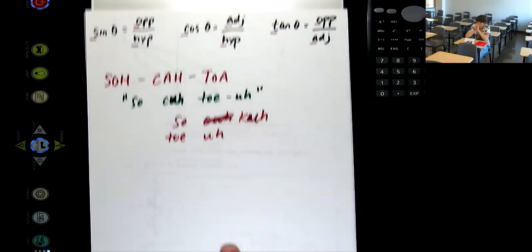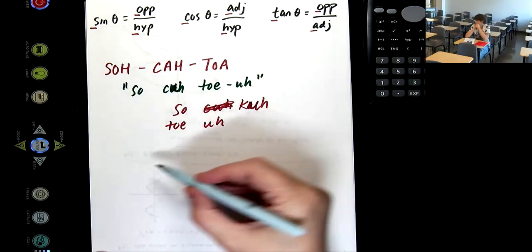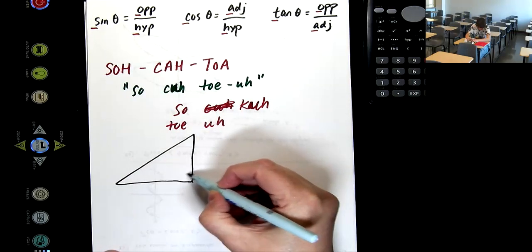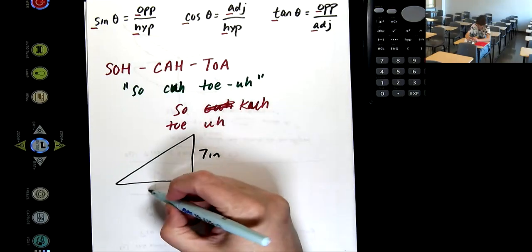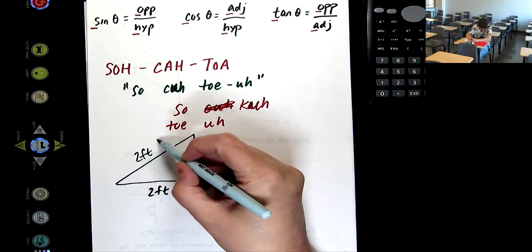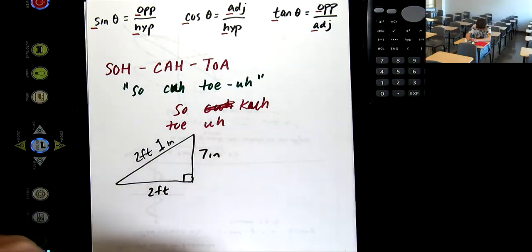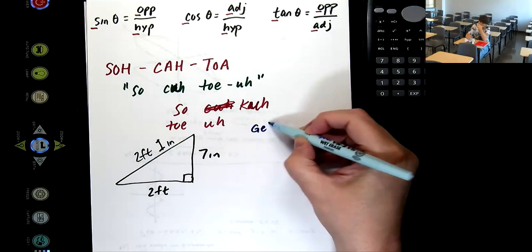Let's take a look at how it's used. Let's say I have a triangle. These need to be right triangles. It's important. This works with right triangles. Let's say this is 7 inches, this is 2 feet, and this is 2 feet 1 inch. Well, I want them all in the same units, so get them in the same units first.